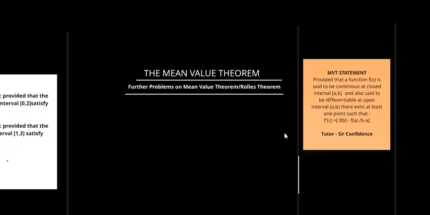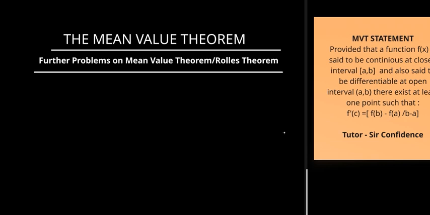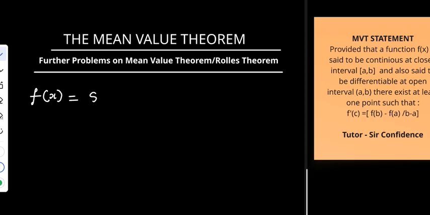The next question says that, provided that the function f of x is equal to sine x, at interval 0, pi, find all values of c that satisfy the function f of x.